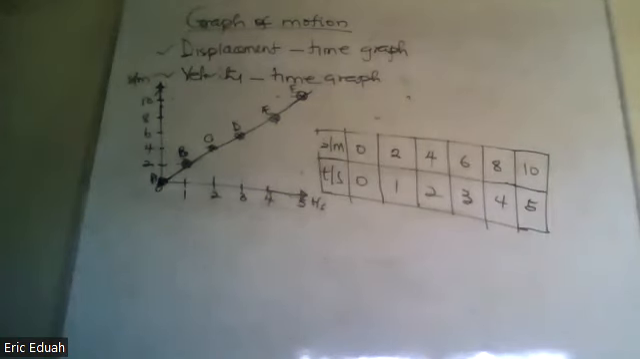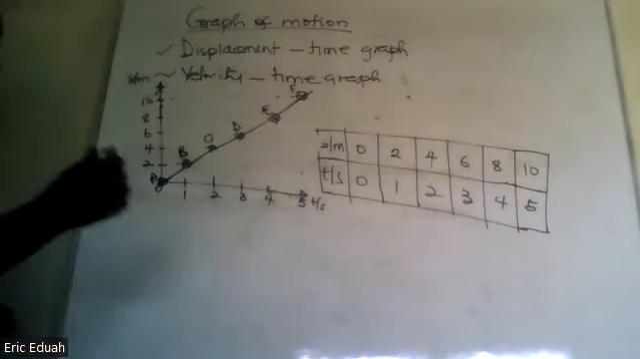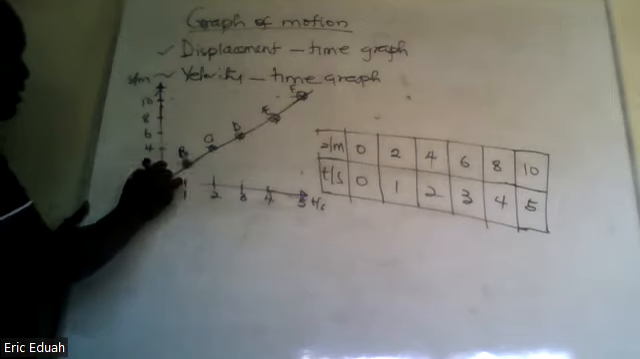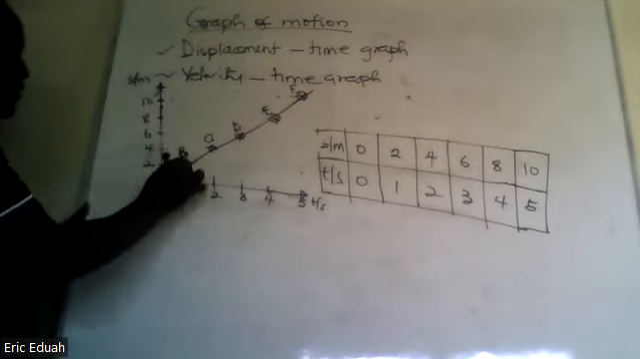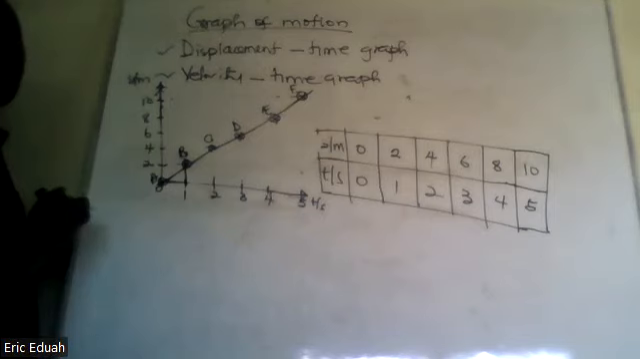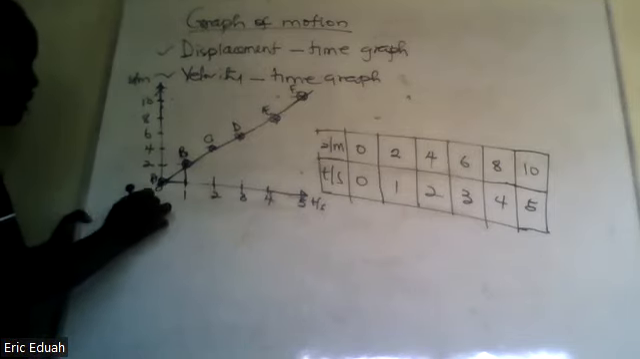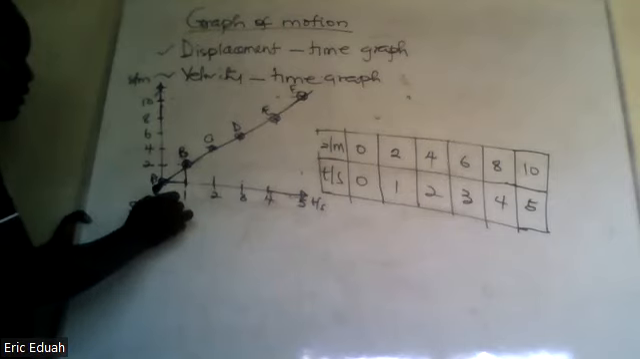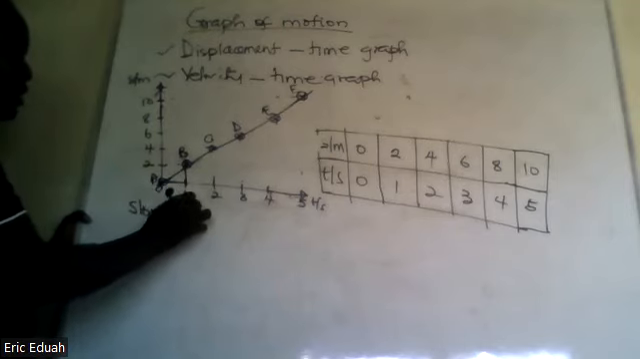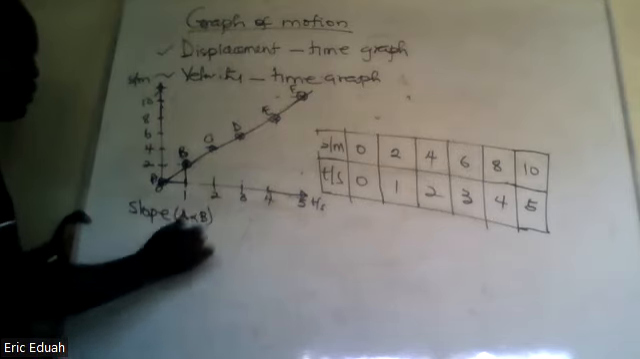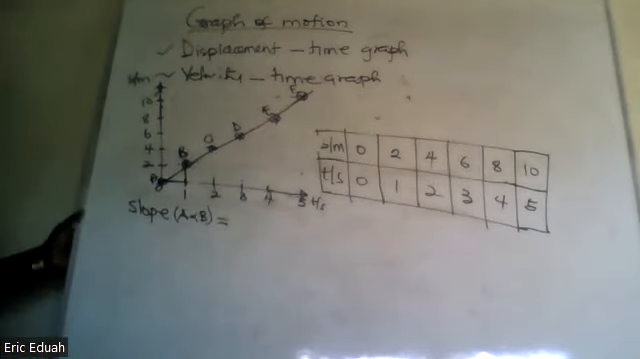So what will you do? You pick any 2 points. So it can be A and B. Find the change in the vertical, change in the horizontal. So Bedu, help me find the slope of these 2 points, A and B.